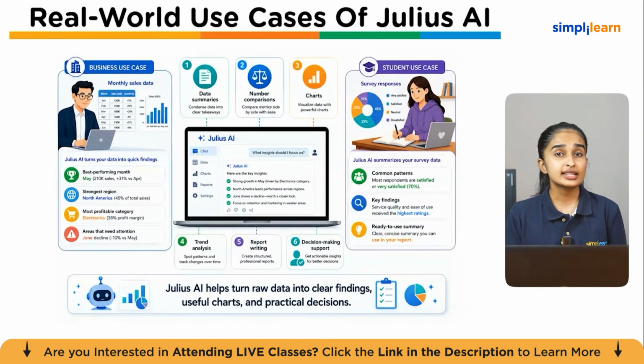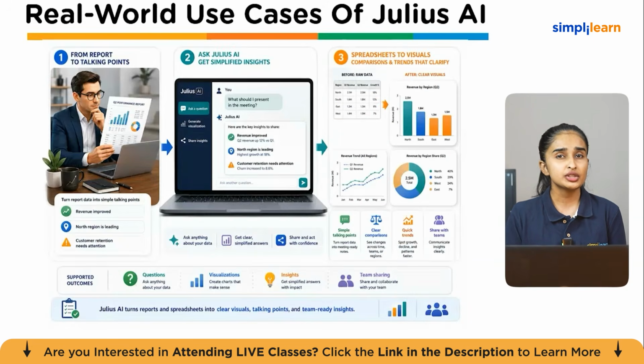Now, the second use case is marketing analysis. A marketing team can review campaign performance and understand which campaign got better engagement or better results. Now, the third use case is student projects. Students can use Julius AI to summarize survey responses and create simple findings for assignments. The fourth use case is financial tracking. A small business owner can review expenses, profit, and sales performance more easily. The fifth use case is reporting. Now, teams can use Julius AI to convert data into short summaries that are easier to present in meetings.